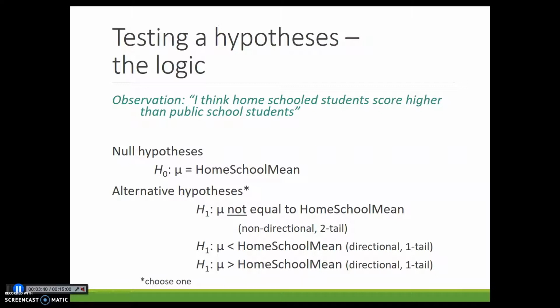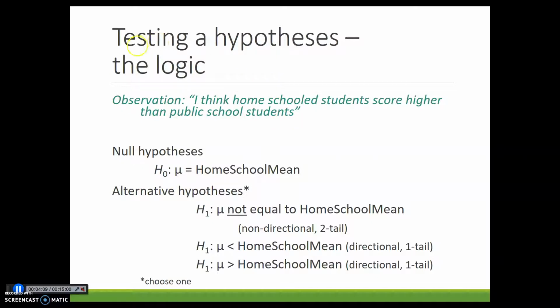If I'm thinking about homeschool students and I notice that I think my kids are scoring higher than the public school students, that's my observation. I could create a whole research question around that. Are they significantly different would be my research question. So the null hypothesis would be that the mu, this symbol right here, which is the public school student. So I'm assuming that the public school is the population.